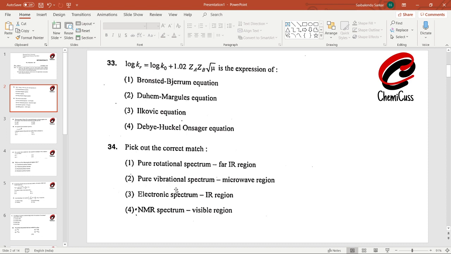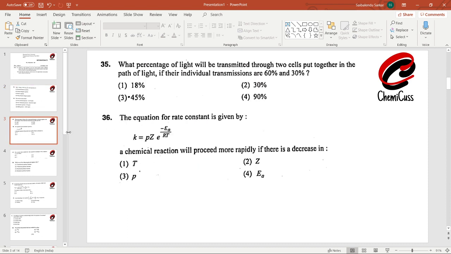While if we want to tell that these two are correct, for that we have to match these two, not this vibrational and microwave. It should be IR here. And for electronic spectrum, it should be visible region here, and for NMR, it should be radio frequency. So the correct option is option number 1, that is the pure rotational spectrum, and far IR region is the correct match. Moving on to question number 35.